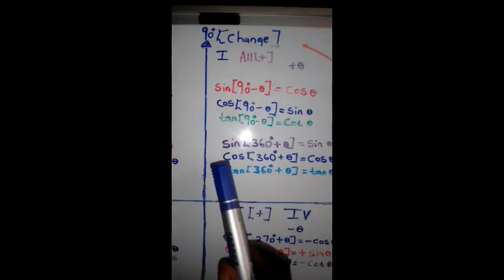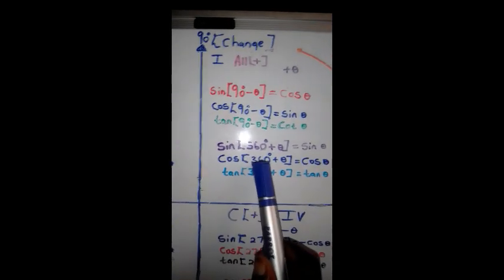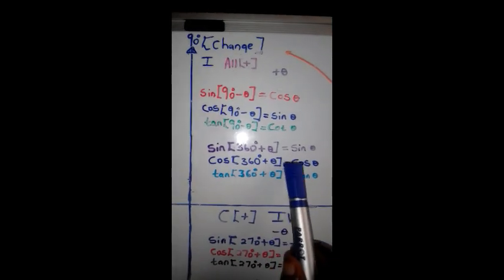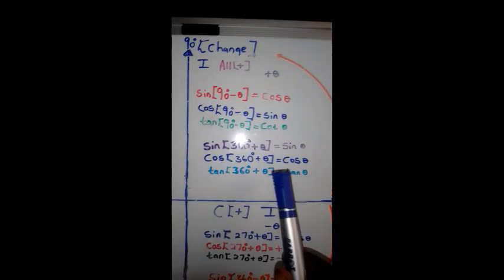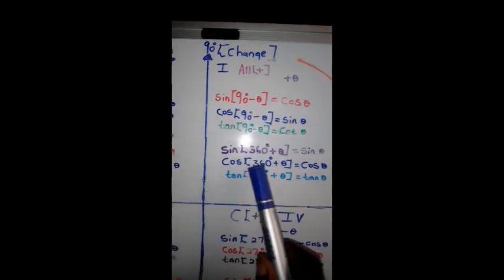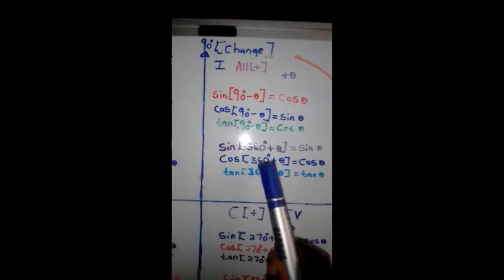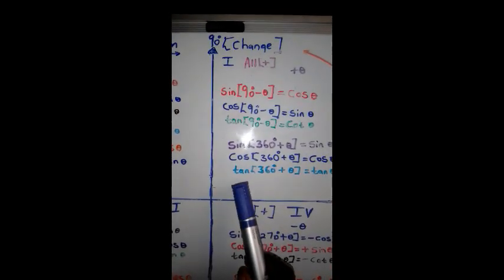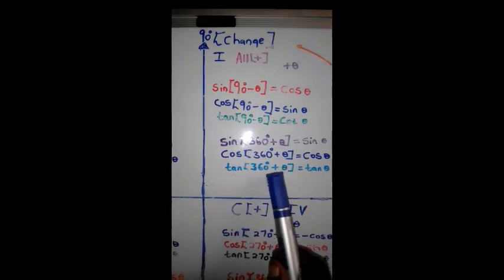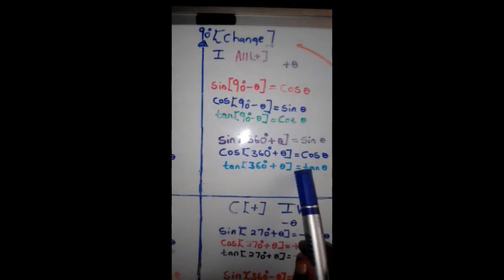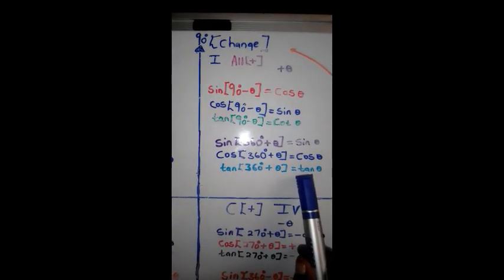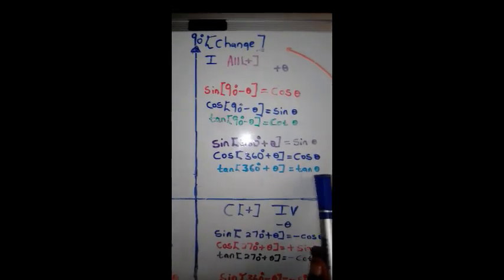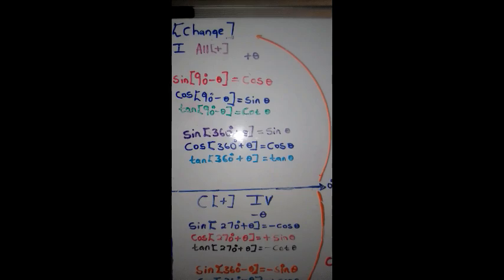Let's do another one. This one says cos of 360 degrees plus theta. On the first quadrant, cos is positive because all the trigs are positive. So it's going to be cos theta because 360 means no change. Now tan of 360 plus theta. Tan is positive because all the trigs are positive, so this one is going to be positive tan theta because 360 means no change.